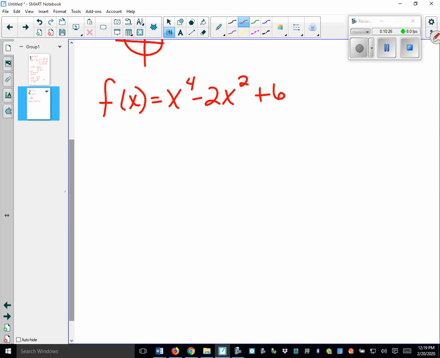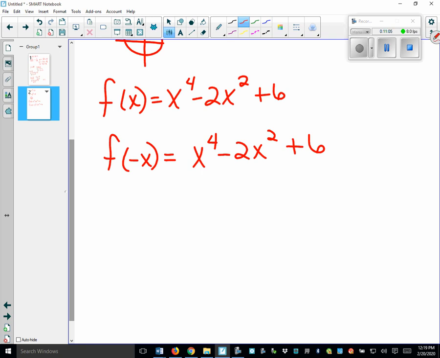You are given this function. What I want to know is, what is f of negative x? So we just make x negative on all of them. x to the fourth, minus 2x, plus 6. Easy. Is that right?